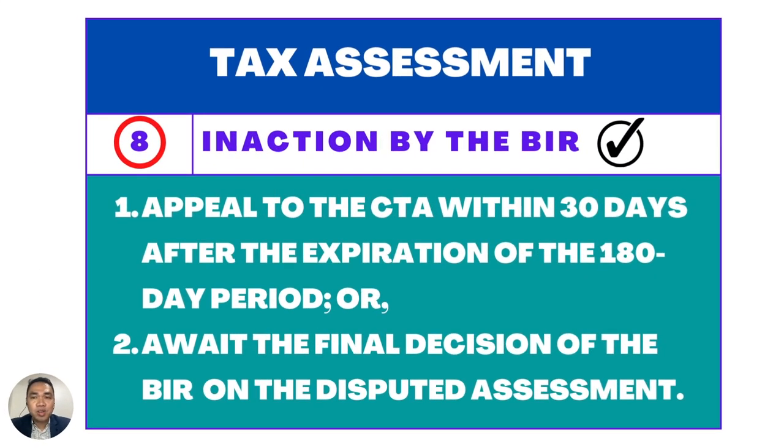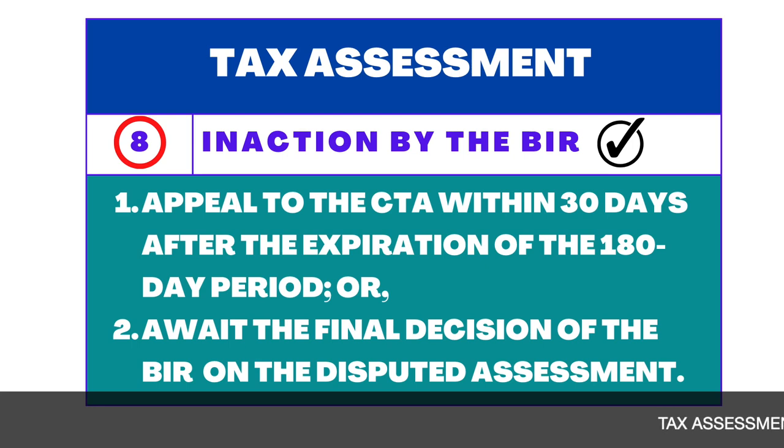What is the taxpayer's remedy if the protest is not acted upon by the BIR? If no action is made within 180 days from the date of filing of the protest in case of a request for reconsideration, or 180 days from the submission of complete documents in case of a request for reinvestigation, the taxpayer has two options. First, appeal to the Court of Tax Appeals within 30 days after the expiration of the 180-day period, or second, await the final decision of the BIR on the disputed assessment.